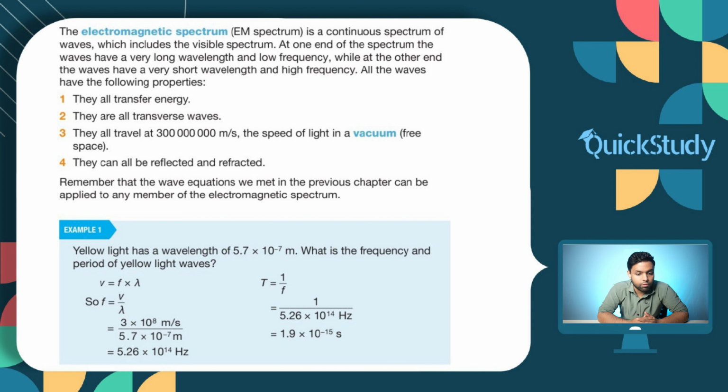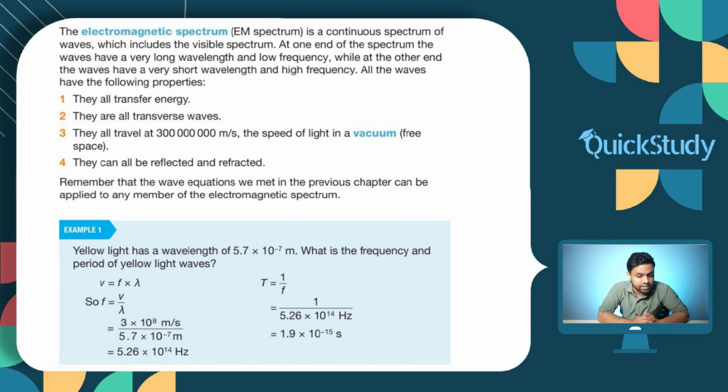All the waves have the following properties. They all transfer energy. They are all transverse waves. They all travel at 3 × 10^8 meters per second, the speed of light in a vacuum. They can all be reflected and refracted. We have to remember that the equations we have learned before in other waves chapters could be applied to any of these. Let's look at an example.